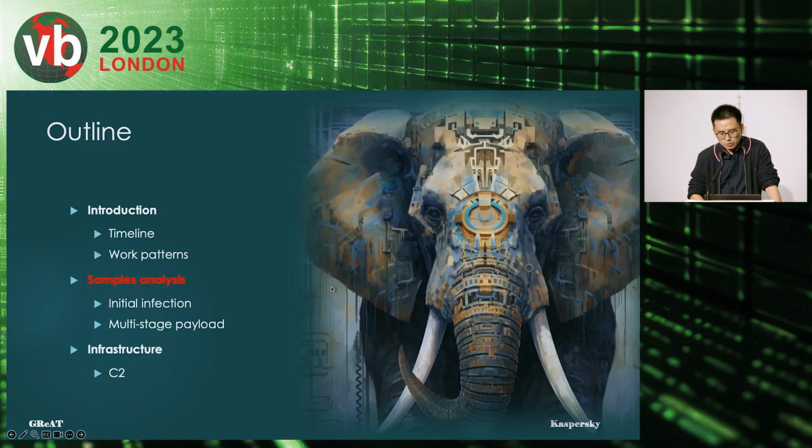Then we move to part 2. Let's dive into the samples and reveal more details through reverse engineering. We start with the 2 most representative initial infections and drill down to analyze the variation of Dropping Elephant samples.